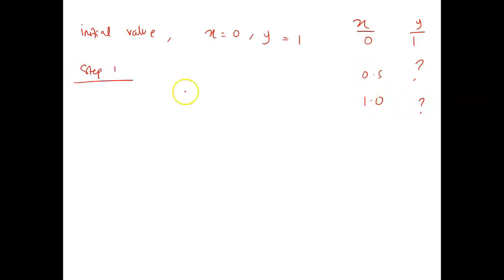We have the initial value: when x equals 0, y equals 1. Alright, so this is our data, x and y, 0 and 1. We are asked to estimate the value of y when x equals 0.5 and when x equals 1. First step, we need to calculate the slope for this point. So for the slope for that point, f(xi, yi), f(0, 1), we just substitute 0 and 1 into the ODE equation.